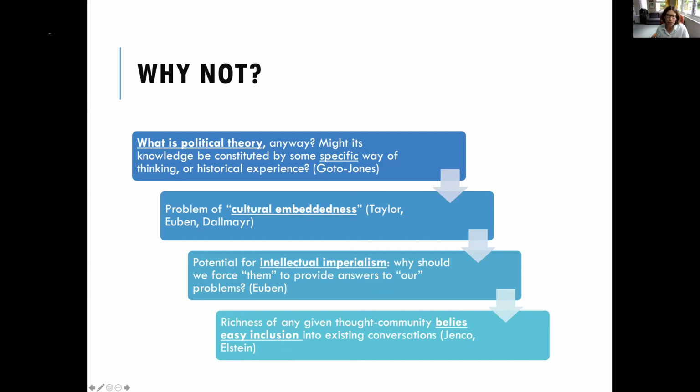And then finally, it might be that the richness of any given thought community or body of thought, or I don't tend to like using the word tradition, but that might be something you could think about here, makes it quite difficult to include it in existing conversations. It's not the case that you have Chinese political thought in political theory; you don't just squash them together. That would be a disaster, and it would completely undermine the richness and variegation of Chinese thought across time. That's a vast amount of material, right? So maybe that's another problem that has to be overcome.